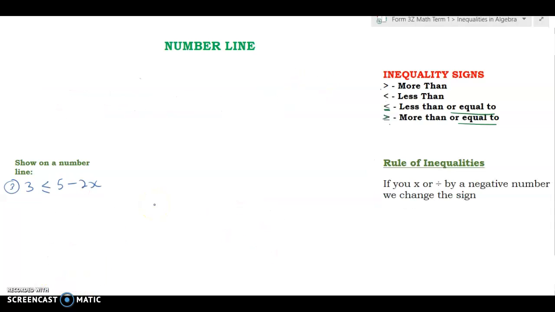Now my third question is 3 is less than or equal to 5 minus 2x. Now in this particular case, my x is on the right hand side.